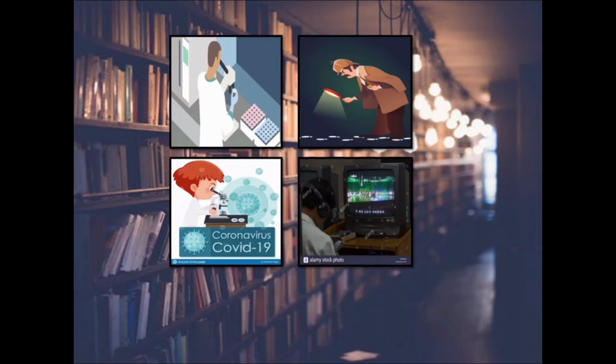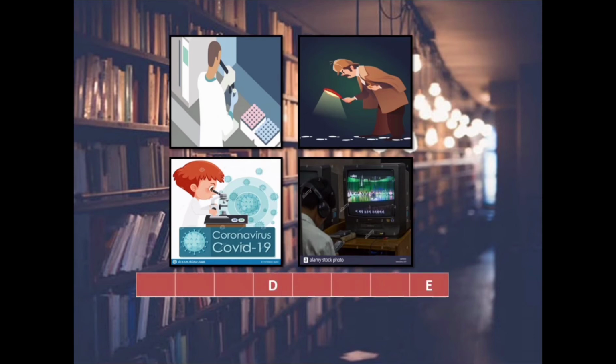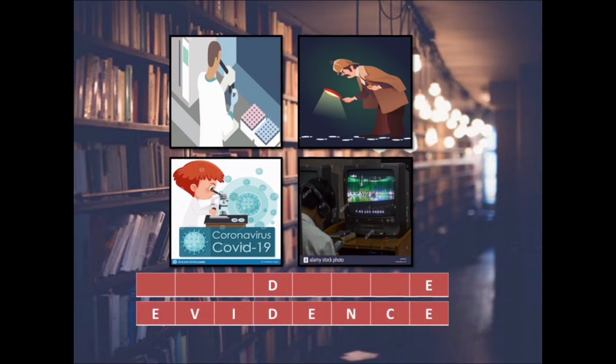Next, first picture is making an experiment. Second, a detective is looking for something. Third, a scientist detecting a virus. And fourth, a man watching a videotape. Our clues are letters D and E. What's the word? Correct, evidence.